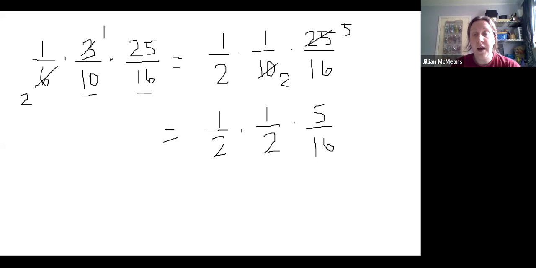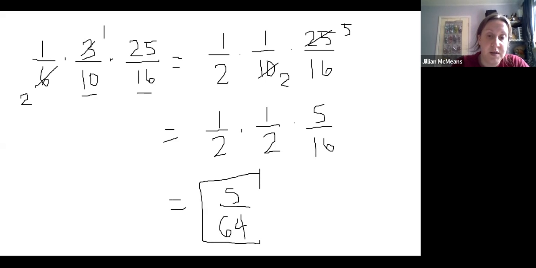So the numerator of 5, will it go into 2? No. Will it go into the other 2? No. Will 5 go into 16 evenly? No. So at this point, we multiply across. My numerator is going to be 1 times 5. My denominator is going to be 2 times 2 times 16. So 16 times 2 is 32. 32 times 2 is 64. If you need to pause the video here to double check your multiplication, please do so.